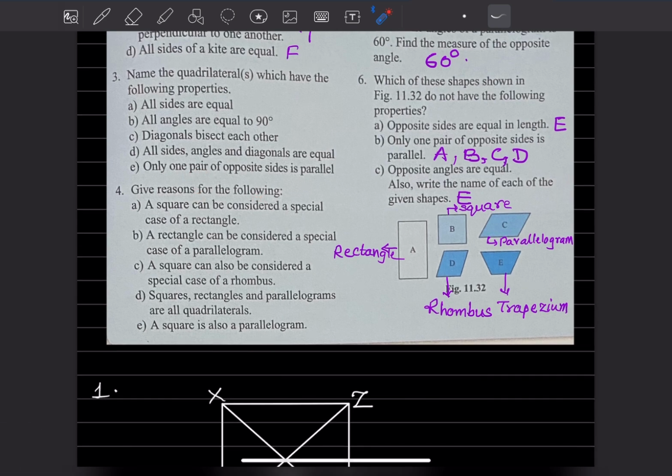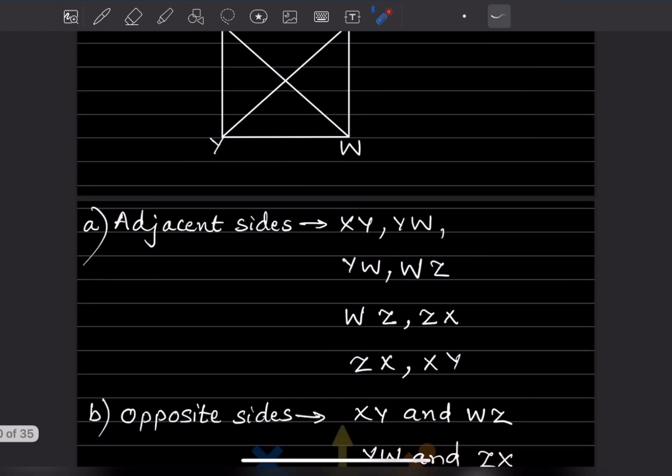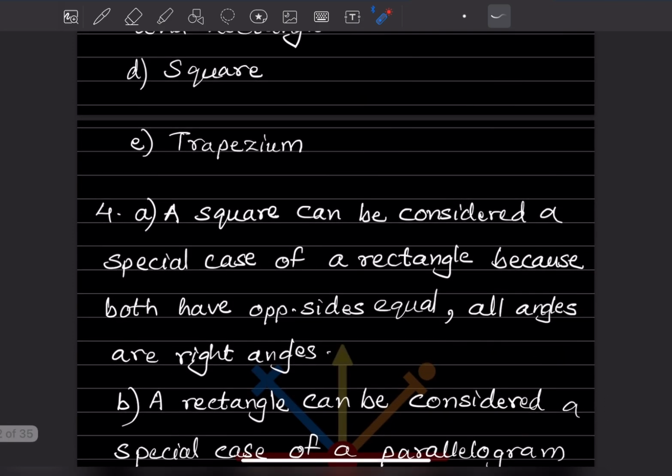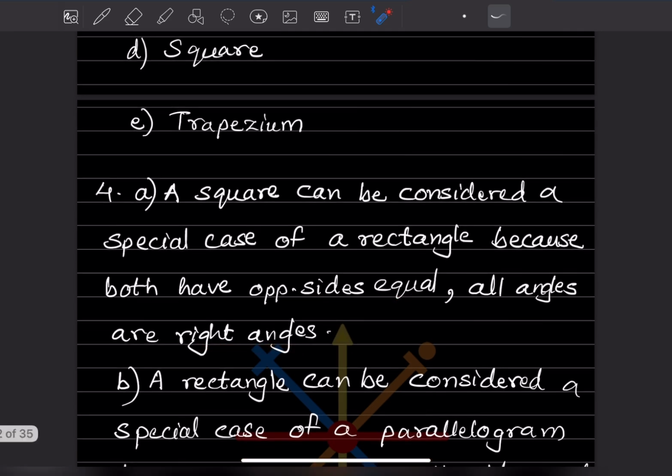A square can be considered a special case of a rectangle. A rectangle can be considered this one. The answers to this will be here. So now see here, a square can be considered a special case of a rectangle because both have opposite sides equal and all angles are right angles. This is an easy one.